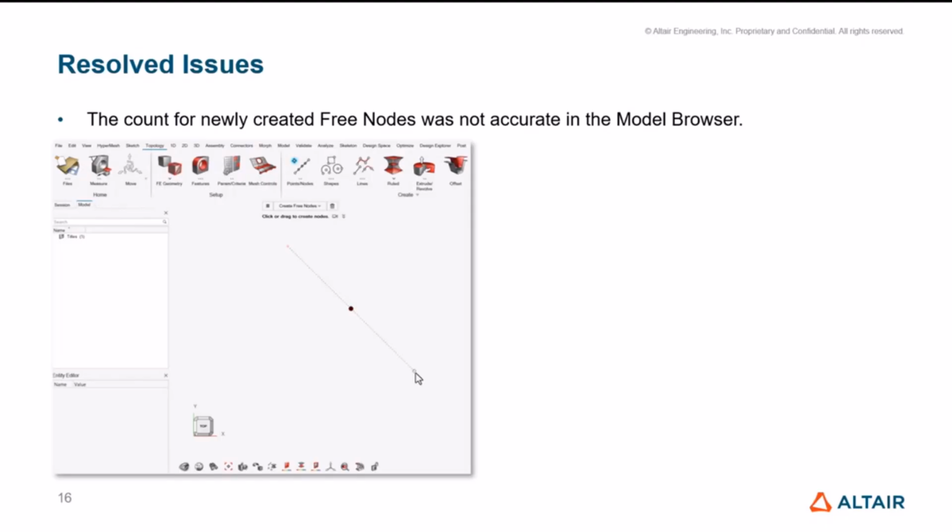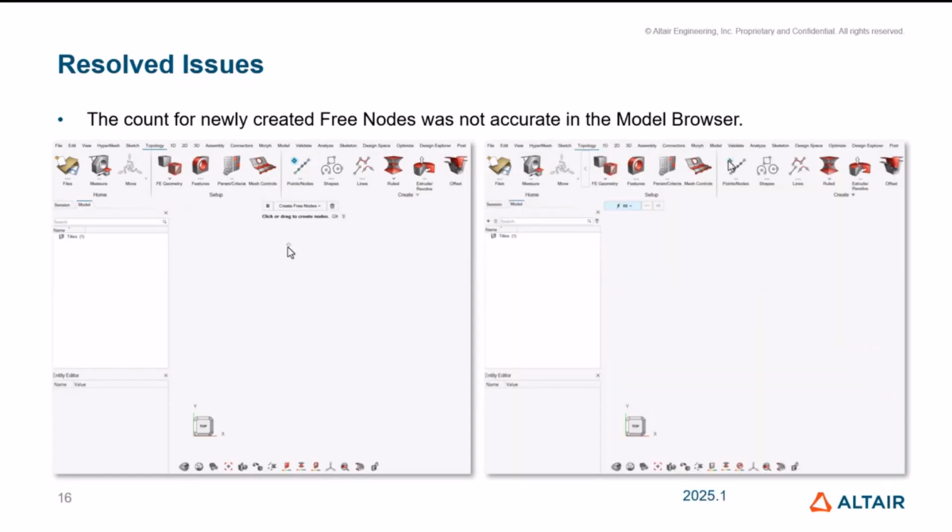And up next, we also like to bring to your attention some of the issues that were resolved with this release. So here, first is that the free nodes that were created in the session weren't accurately captured in the model browser. As you can see here, there were around 5 nodes that were created, and the browser wasn't capturing the detail exactly. So that's been fixed with this release. So the browser is now giving the correct count of the free nodes that are created in the session.